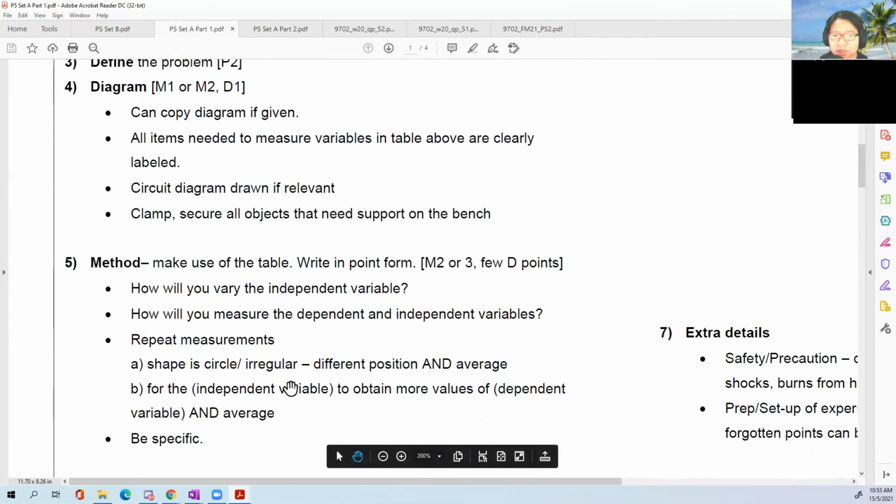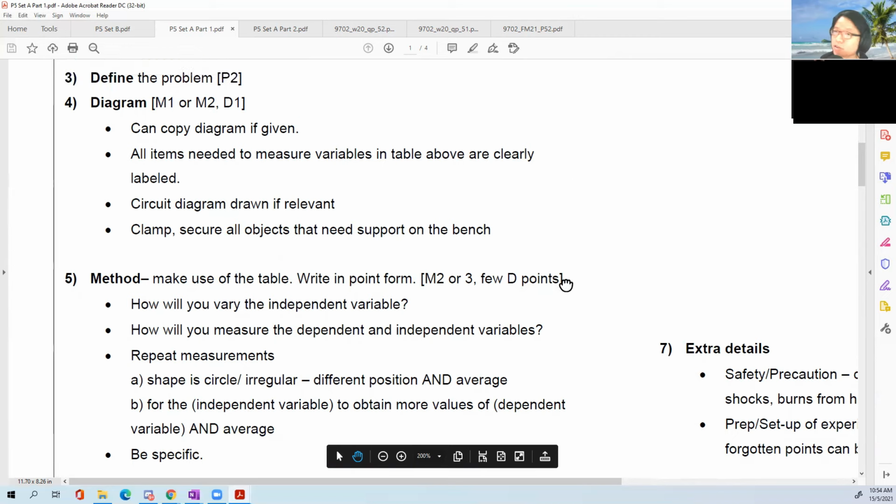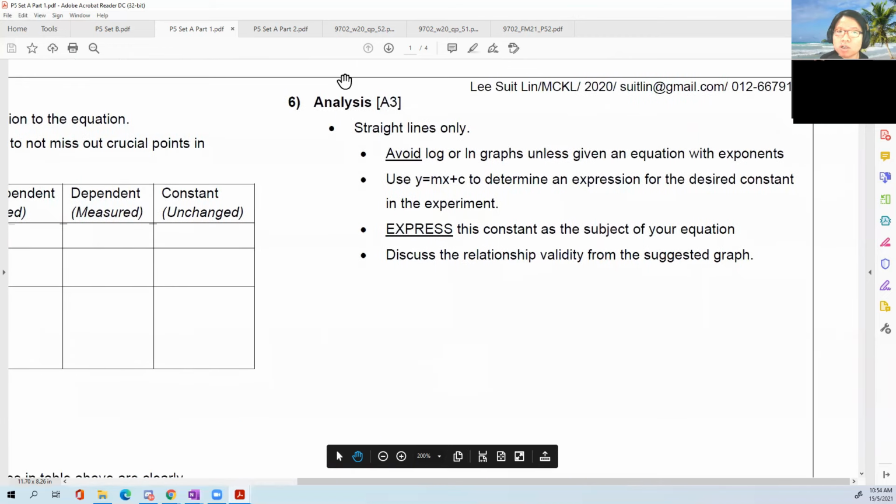Repeat measurement. If the shape is circular or irregular, say different position and average. You could also say repeat the experiment for the same value of x to obtain more values of induced EMF and average. Be specific, because normally vague answers won't get marked. The analysis is straight line only. Don't use log or ln graph unless the equation is with exponents. Always use y equals mx plus c to decide what kind of expression you want to use.